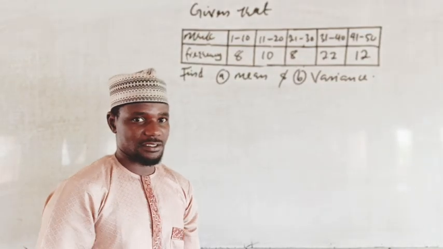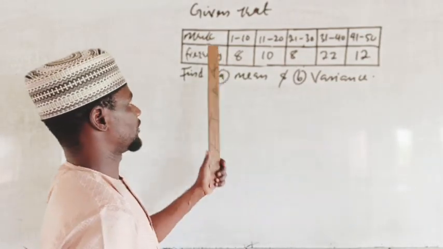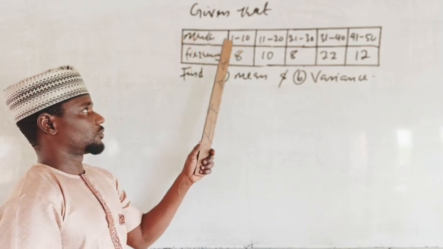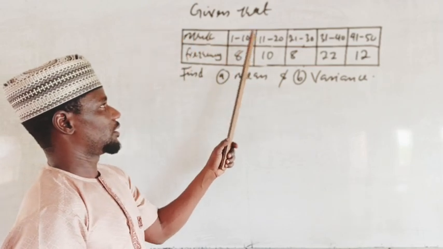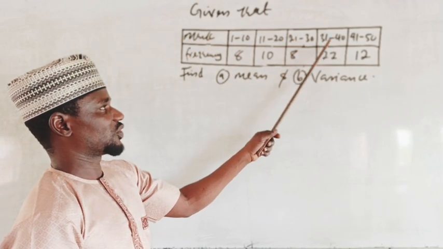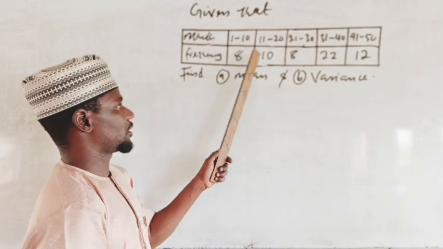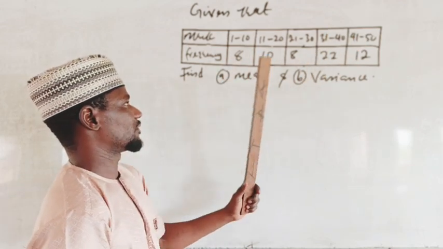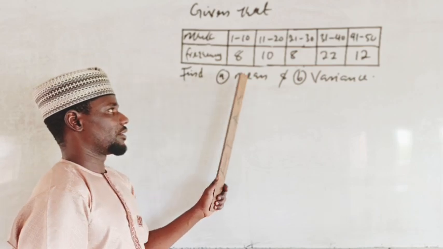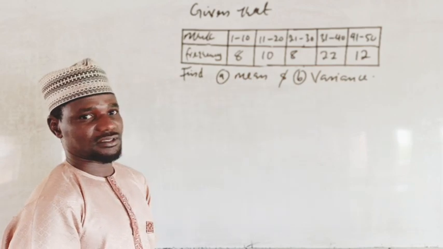Today I have a statistics question. Given this table of marks: 1 to 10, 11 to 20, 21 to 30, 31 to 40, 41 to 50. The frequency of each class is 8, 10, 8, 22, and 12. Find A, the mean, and B, the variance.